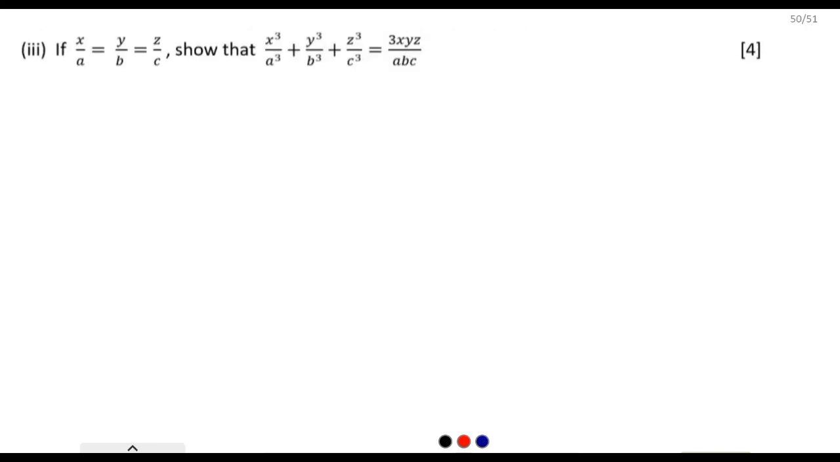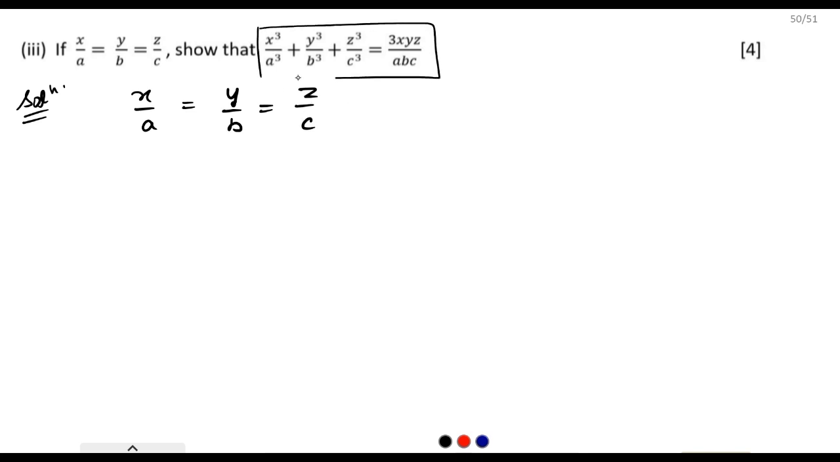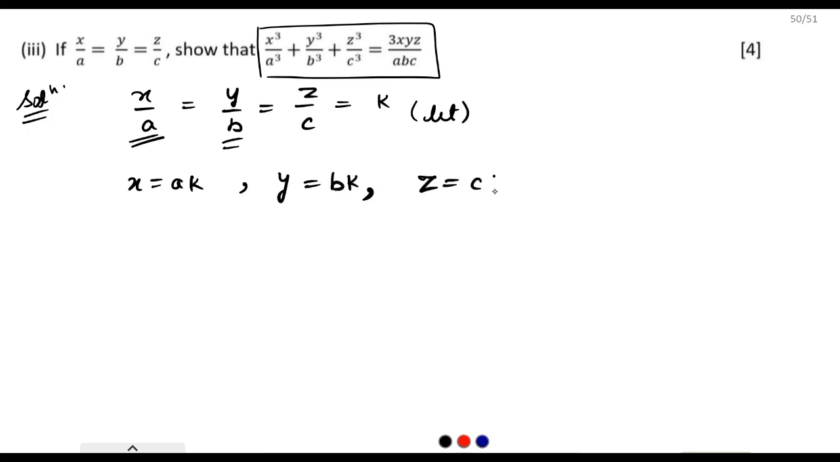Third part, last question of this sample paper. Given x upon a is equal to y upon b is equal to z upon c, and with the help of this we have to show this result. Suppose it is equal to k. If x upon a is equal to k, then x is equal to ak. From the second result we will get y is equal to bk, and from the third z is equal to ck.